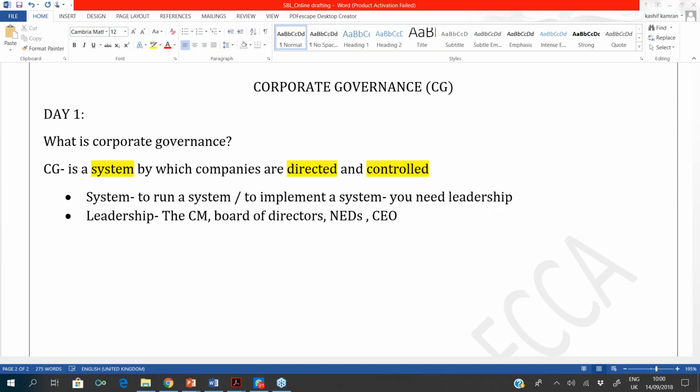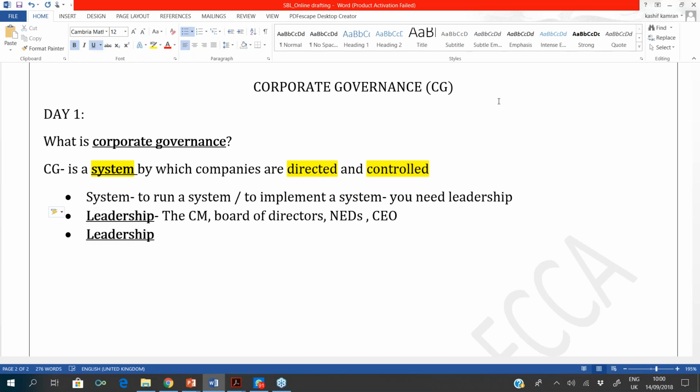When you're preparing for SBL exams, you cannot keep these areas isolated. You need to keep them connected. We started with corporate governance, and all of a sudden we came across a system, and then leadership. See how things are connecting. We cannot run a system without the leadership, and we know that leadership is very important.